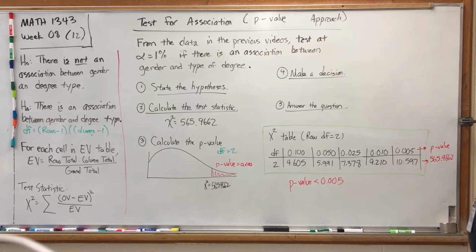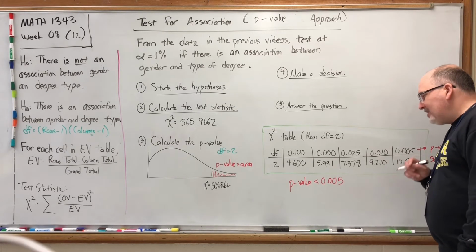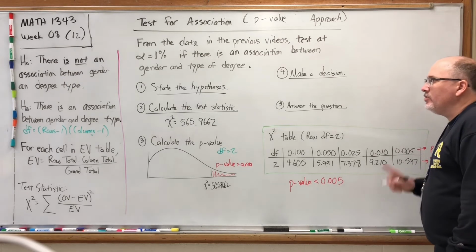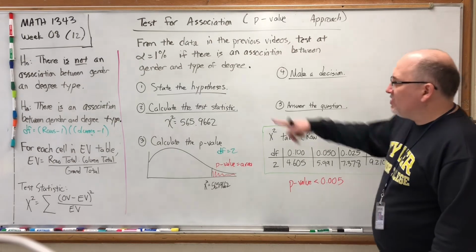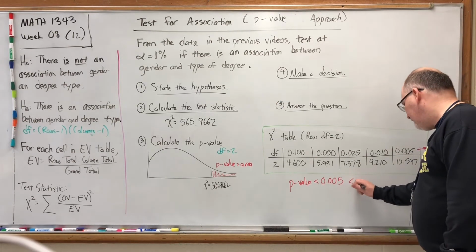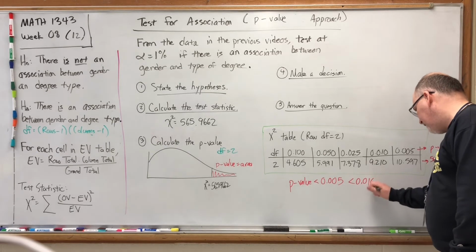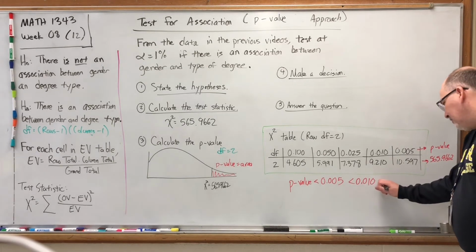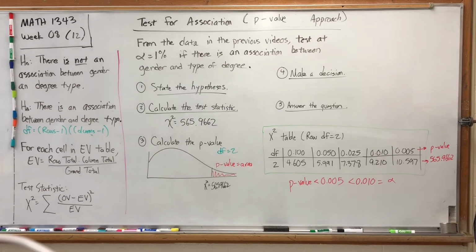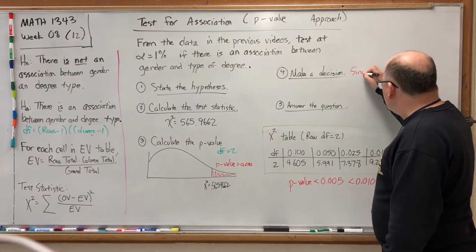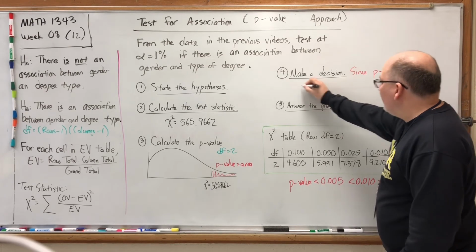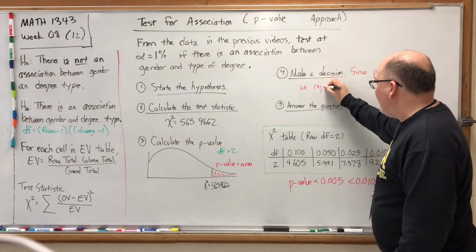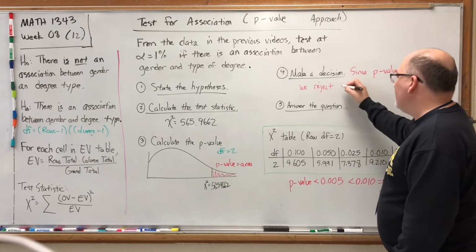And remember, in the p-value approach, your decision is made based on comparing the p-value to the significance level. In this case, the p-value is really small, but it's clearly less than 1%. It should be pretty clear. So since the p-value is less than alpha, we reject the null hypothesis, which we should have. It's what we did last time with the critical value approach.